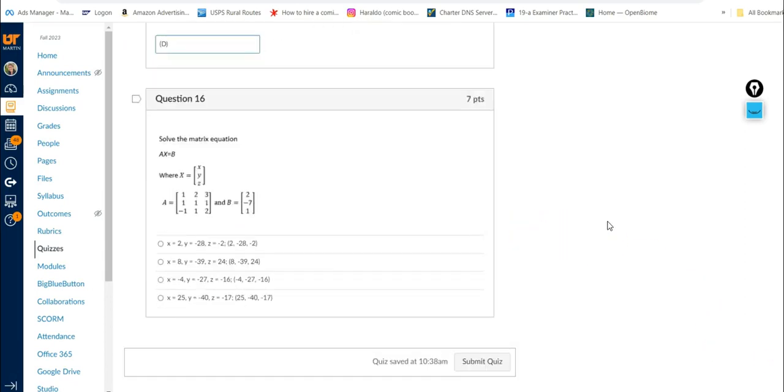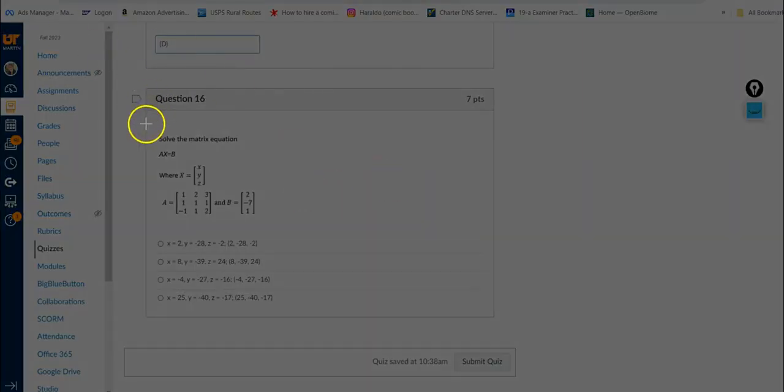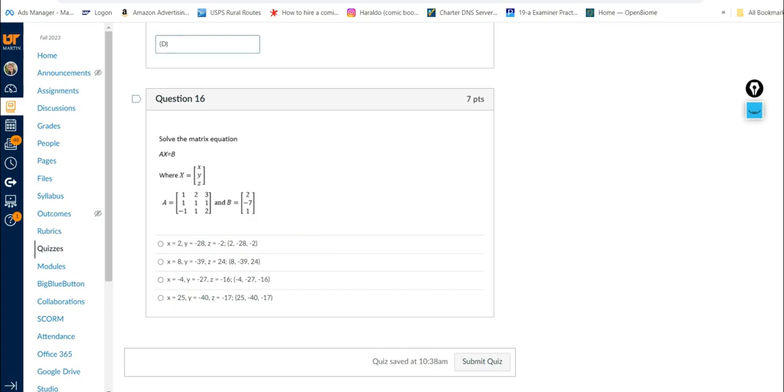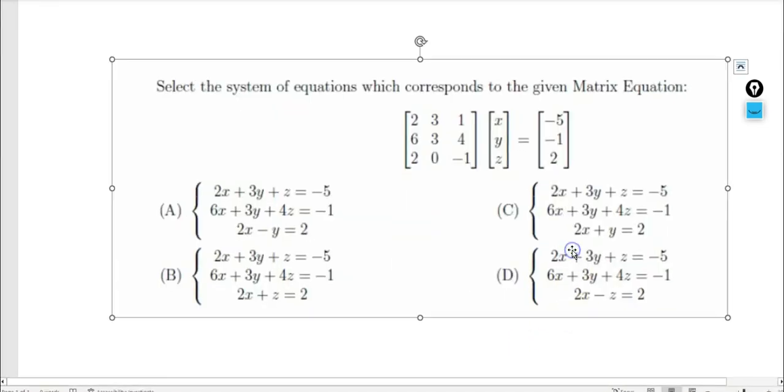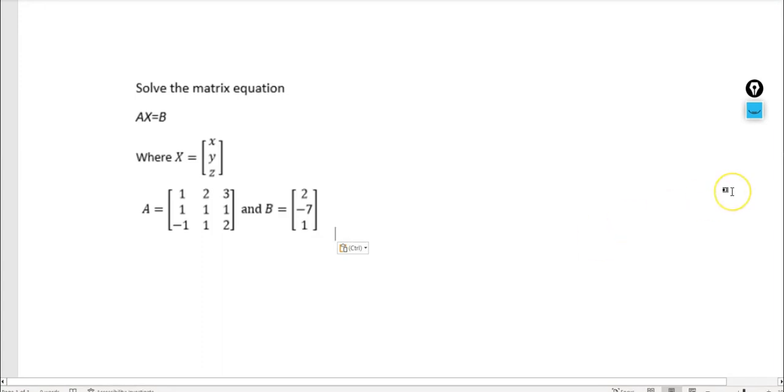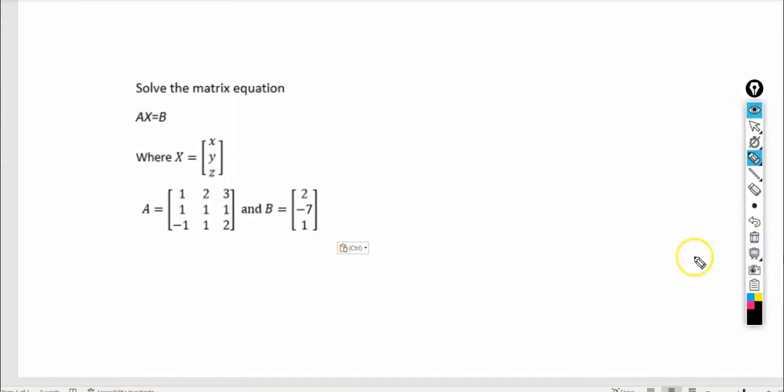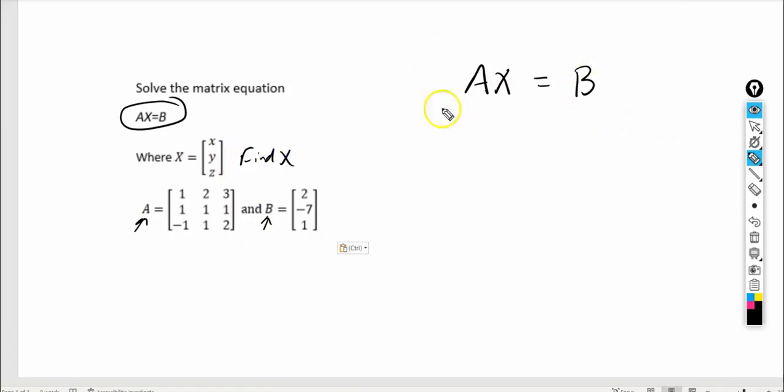Okay. And finally, let's solve the matrix equation. Okay, so they want you to solve this. And you know what A is, you know what B is, and so you're meant to find X. So how do you get X on this equation? Well, if A and B were just numbers, you'd divide both sides by A, but you can't do that with the matrix.